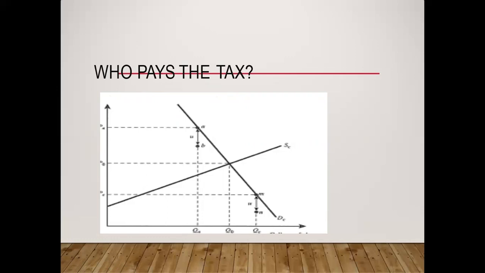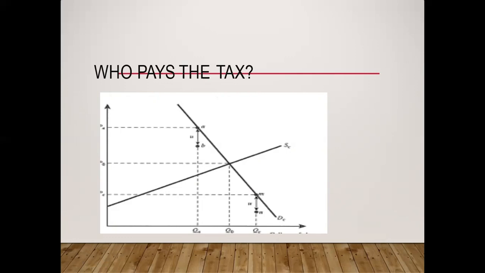A key step in incidence analysis is to recognize that in the presence of a tax, the price paid by the consumers and the price received by suppliers are different. Let's assume this is an arbitrary point, which we are naming A. This point indicates the maximum price per gallon that people would be willing to pay for Q naught. This is the maximum willingness of consumers to pay.